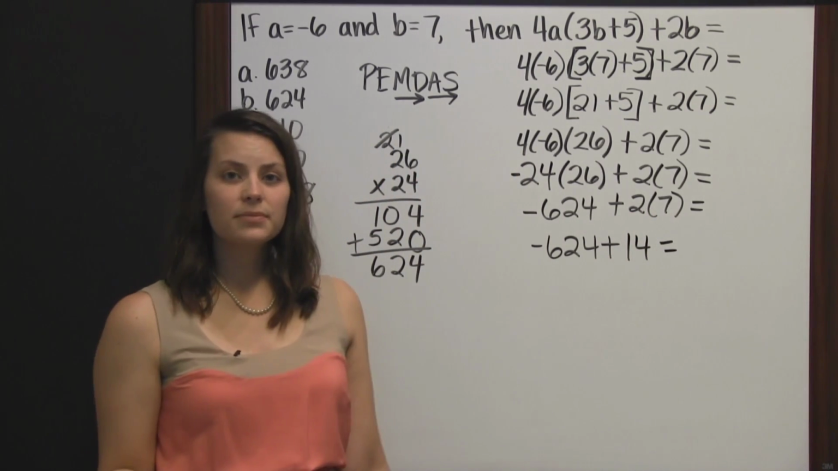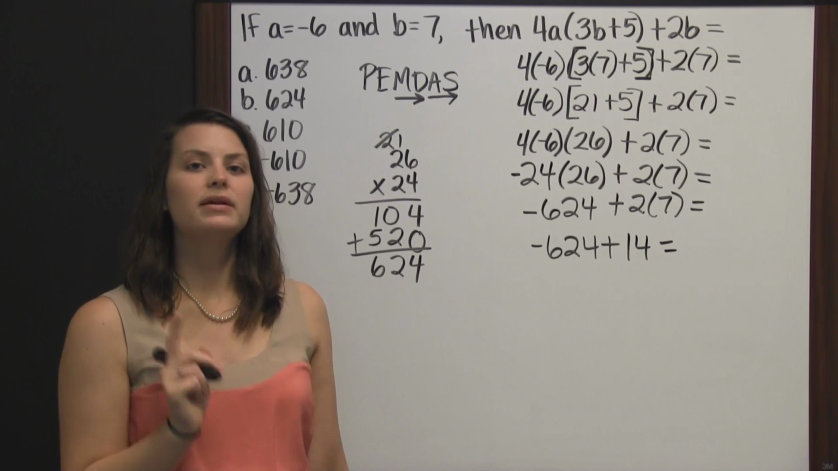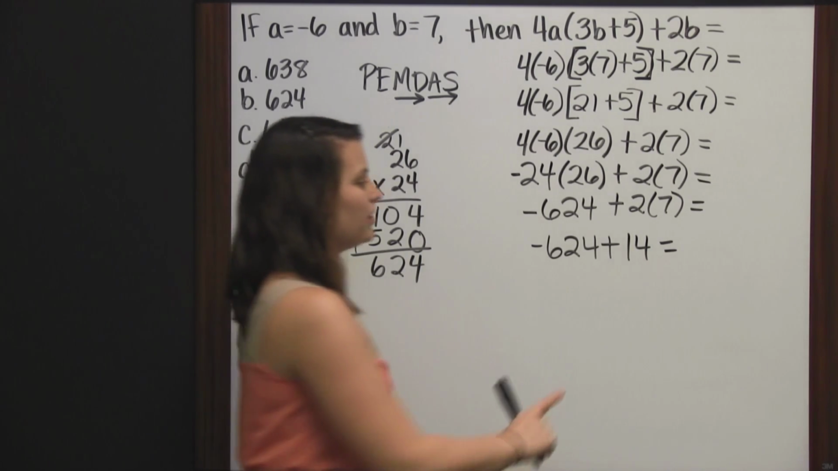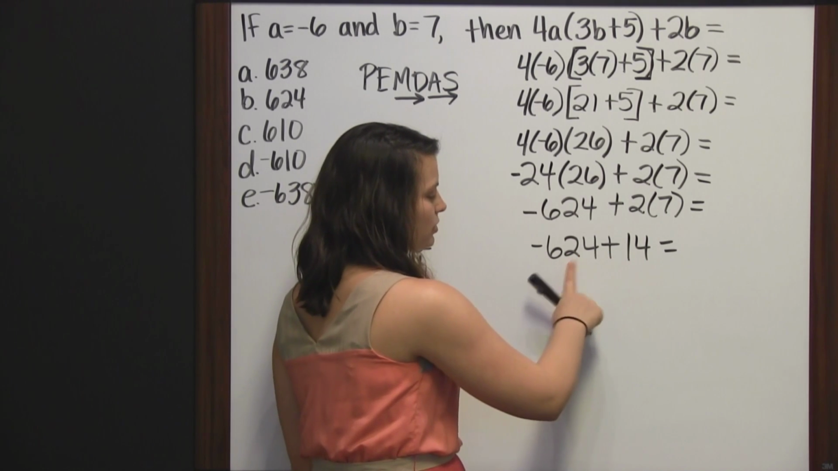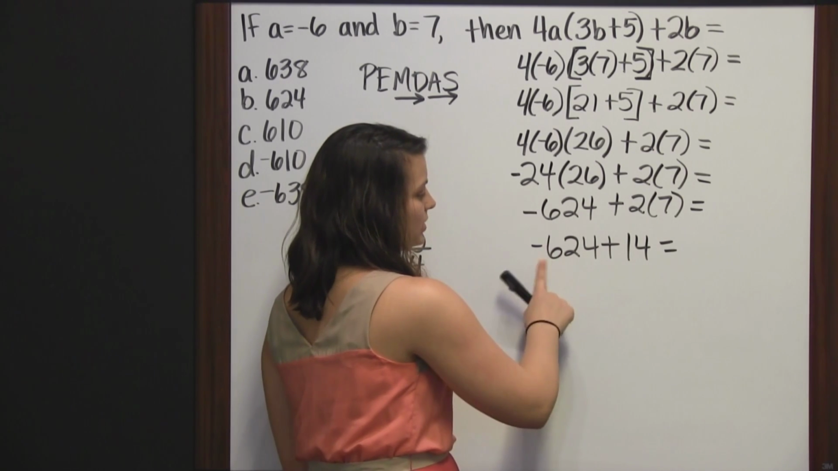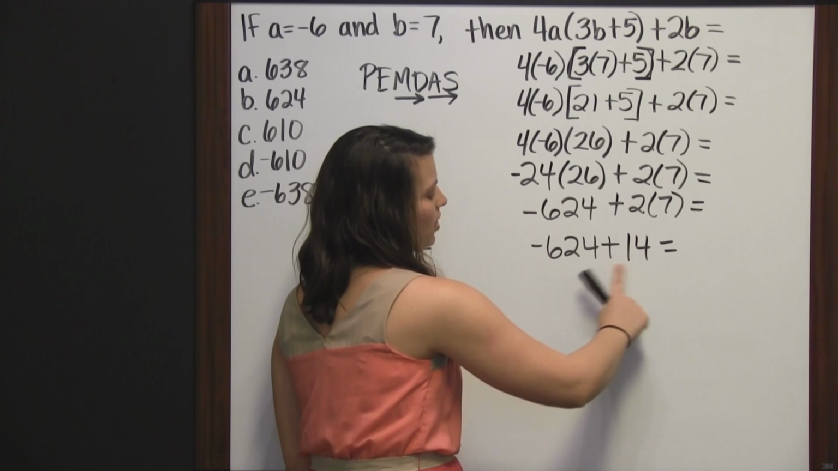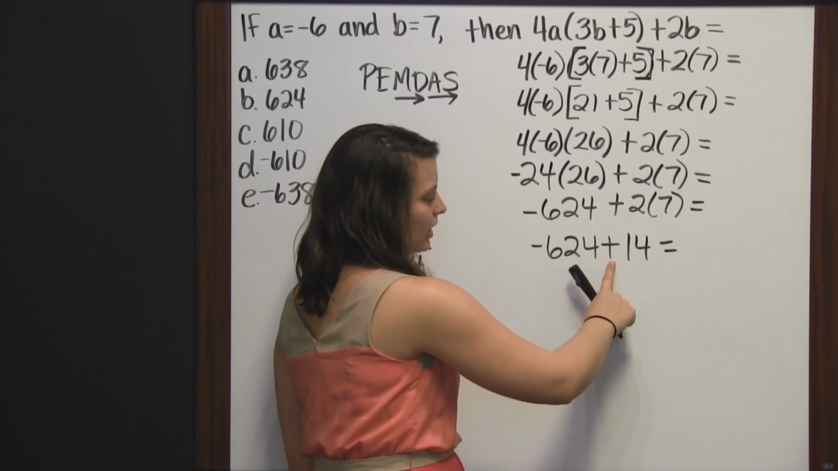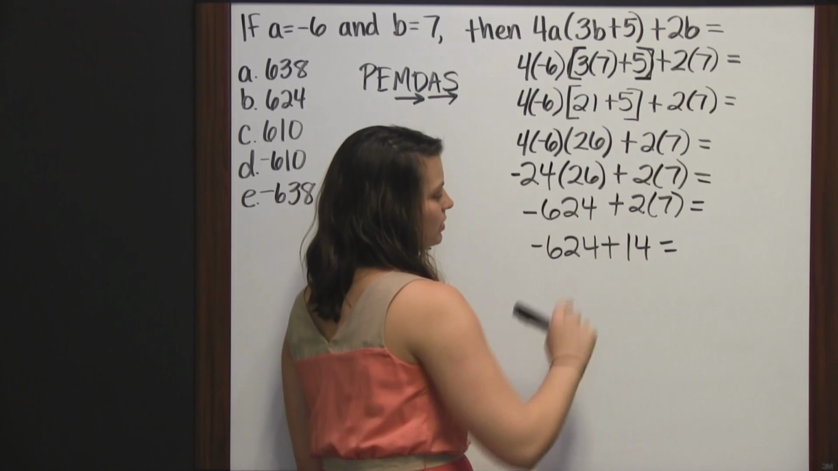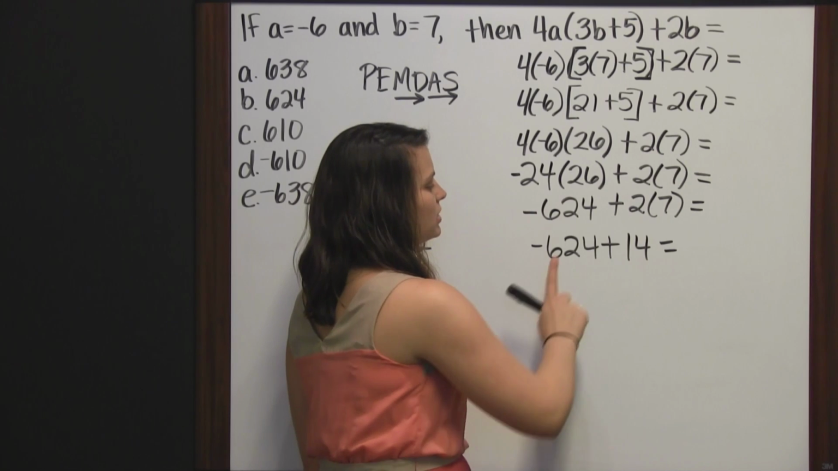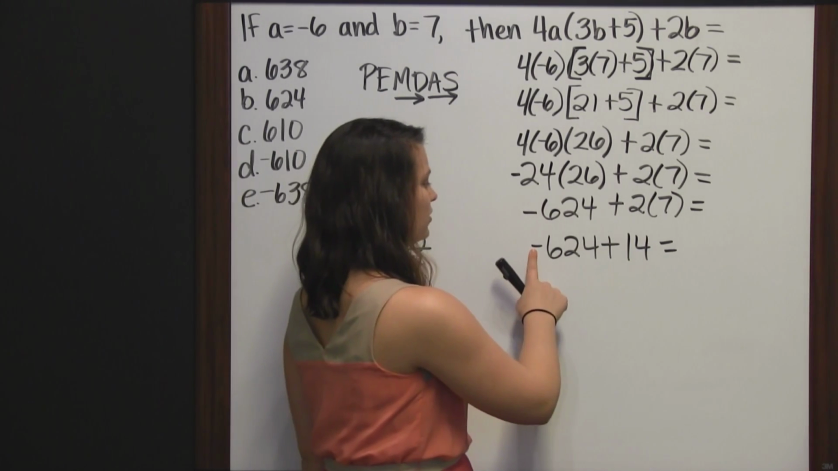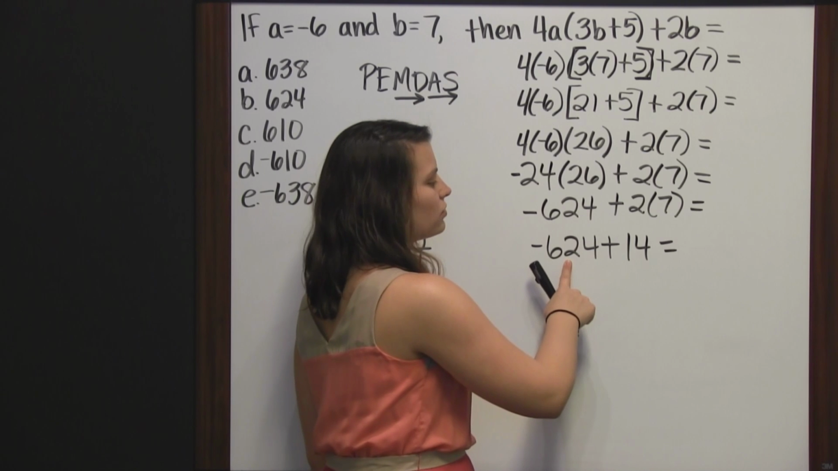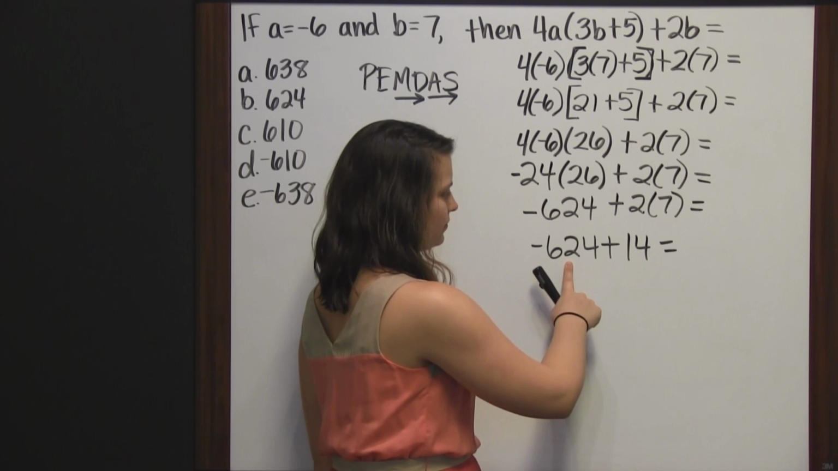Now we finally simplified it down to our very last operation, and that is addition. We're adding two numbers with different signs. One's negative, one's positive. When you're adding numbers with different signs, you need to subtract the numbers and take the sign of the number with the larger absolute value.